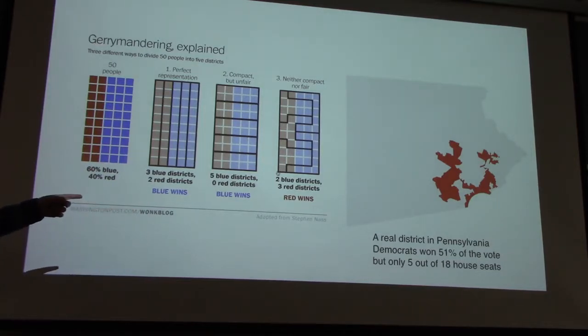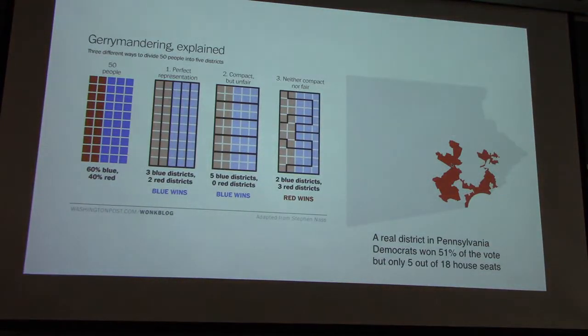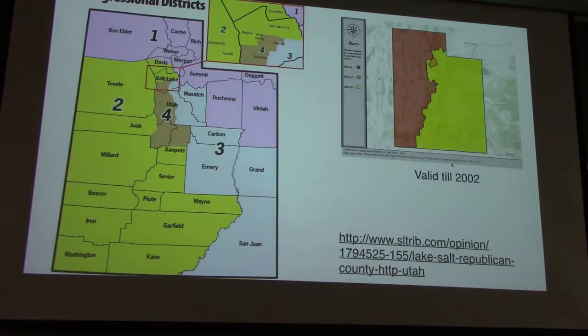So this is clearly not a compact district. This is in Pennsylvania. I don't think that's the current map because there was a court ruling that this is unconstitutional. But this was a real district in Pennsylvania where Democrats in 2016 won 51% of the vote, but only 5 out of 18 House seats. It's not like we don't do that in Utah.